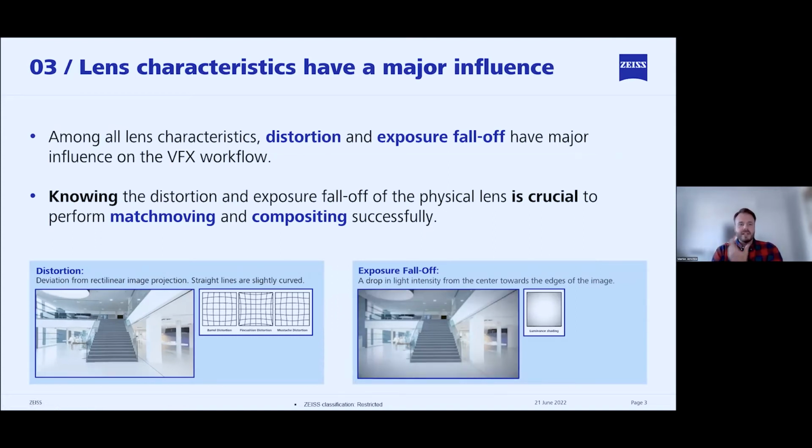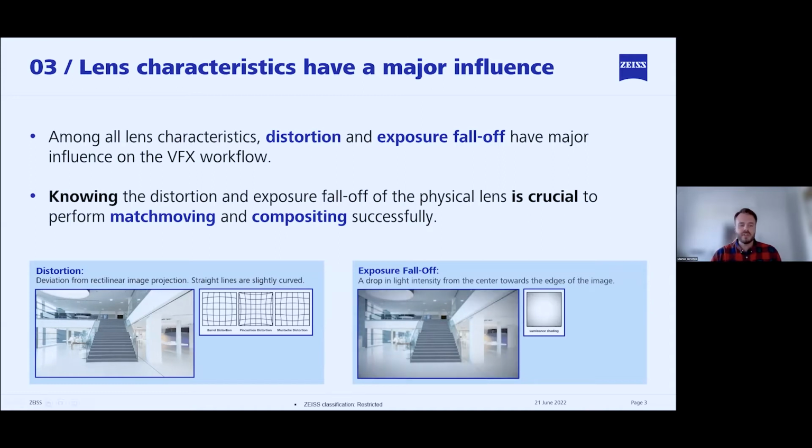What we thought is that the lens characteristic of a lens has a major influence on visual effects, because the look of the lens will dictate how the visual effects artist will create the visual effects. So the bokeh, the chromatic aberration, the distortion, and the shading. And we start now with the distortion and exposure fall off, because for us it's very simple to provide these now with our pipeline and our optical design department. And we also think that they are the most important 2 characteristics to perform matchmoving and compositing.